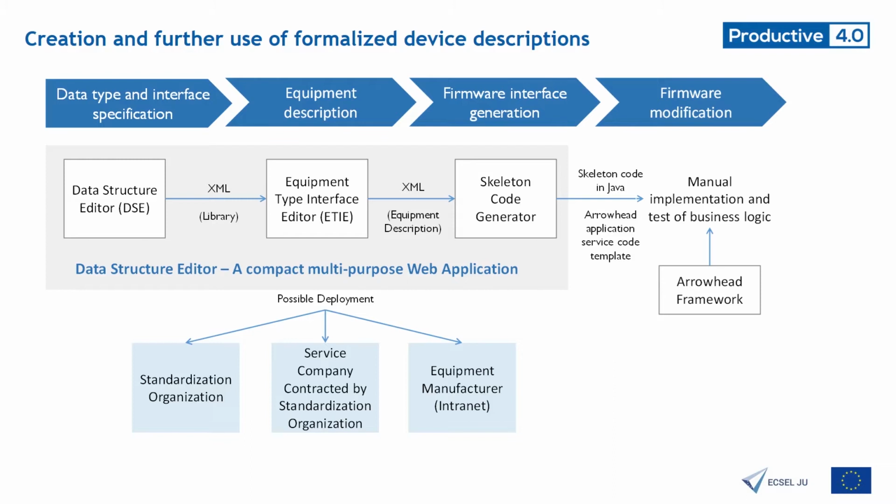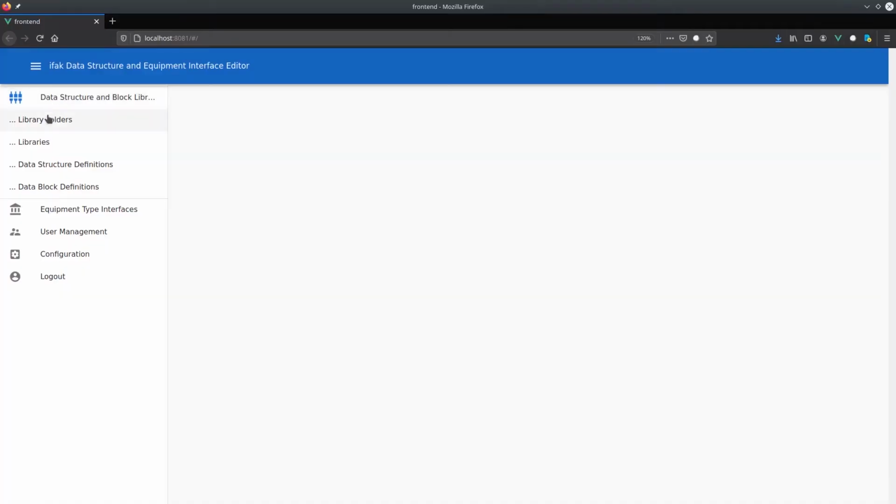With the data structure editor, it is possible to describe data structures. The equipment type interface editor allows us to use these data structures for the description of concrete device types. The resulting equipment interface description is then used in a code generator to generate parts of the device firmware.